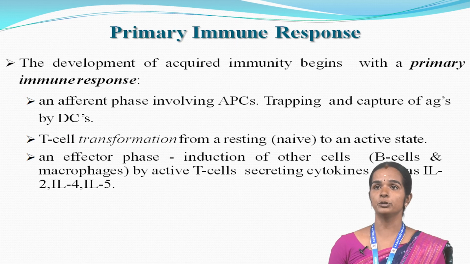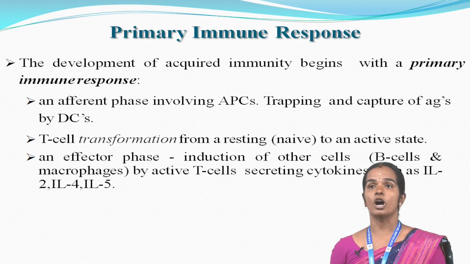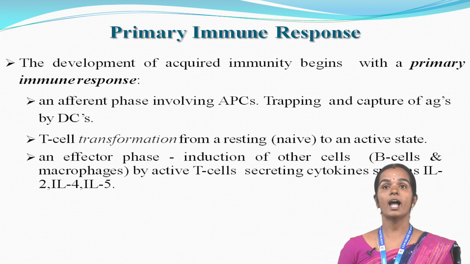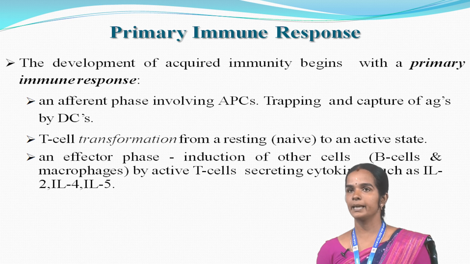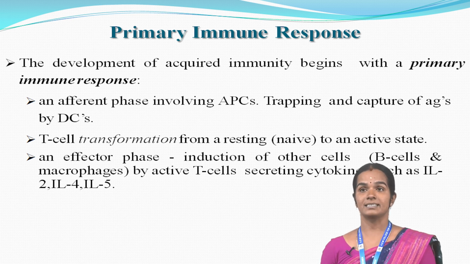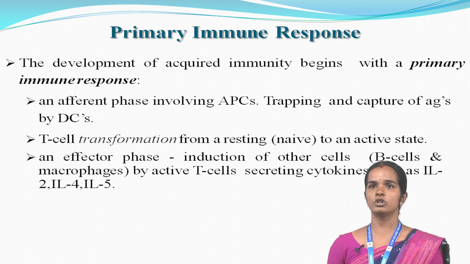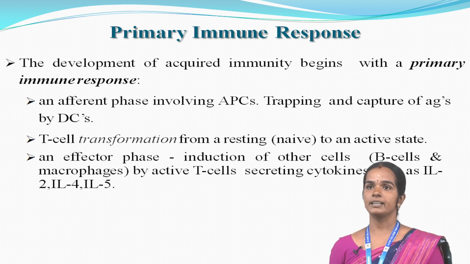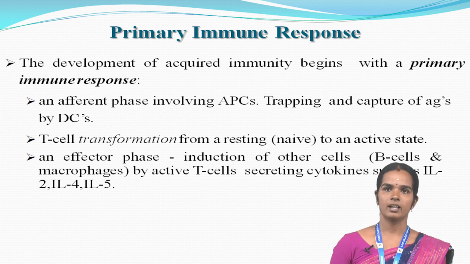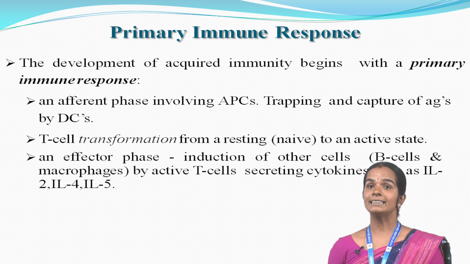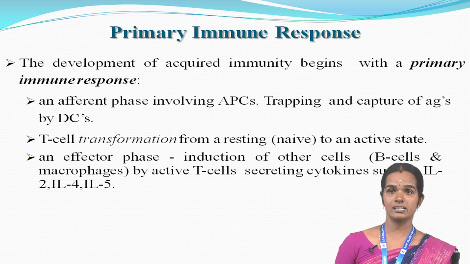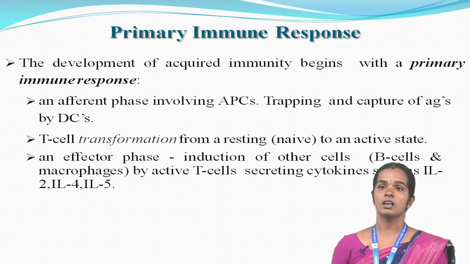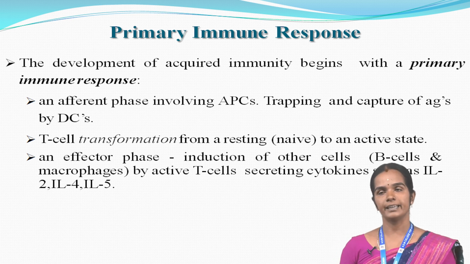This is the primary immune response. The development of acquired immunity begins with a primary immune response and affects phases involving APC. APC is called antigen presenting cells, trapping and capture of agents by the cell. T cells transform from a resting to an active state. In an effector phase, induction of other cells, for example B cells or macrophages, by active T cells secreting cytokines such as IL-2, IL-4, IL-5.